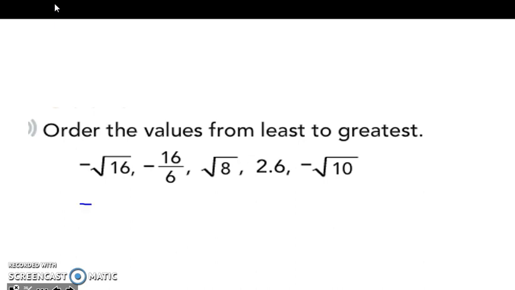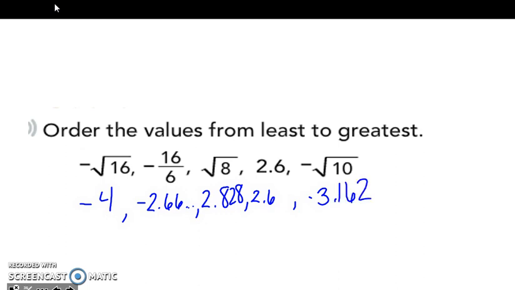So negative square root of 16 is going to be negative 4. Negative 16 over 6 is going to be negative 2.6 repeating. Square root of 8 is going to be 2.828. 2.6 is already a decimal. And then negative square root of 10 is going to be negative 3.162. So there's only 2 positives in here, so we have to be careful.